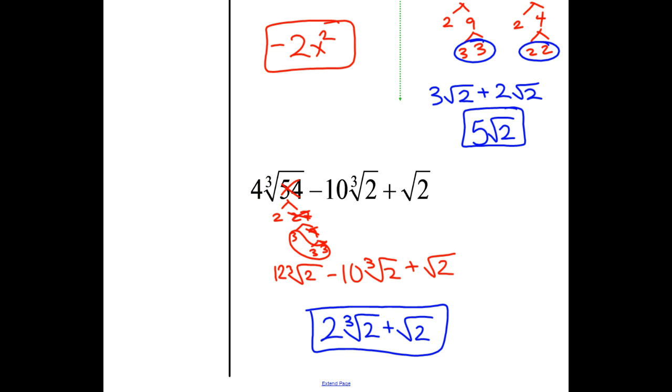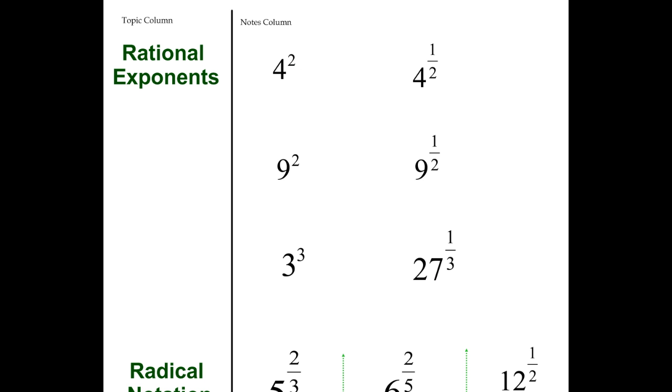Notice I can't combine those any further because we have 2 cube roots of 2 plus 1 square root of 2. The square root and the cube root are not the same. They're not like terms. All right, now I'm going to show you how we write these in exponential ways, so rational exponents.